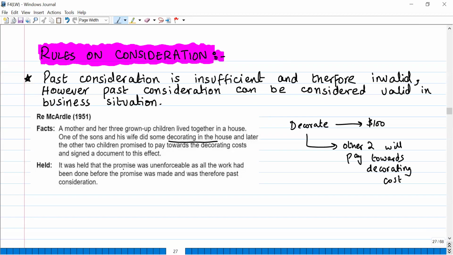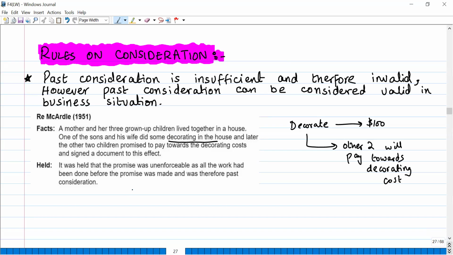Very important. It was held that the promise was unenforceable as all the work had been done before the promise was made, and therefore was past consideration. The act performed by one of the sons and his wife was in the past, and after that they made a promise. So past consideration is insufficient and invalid.